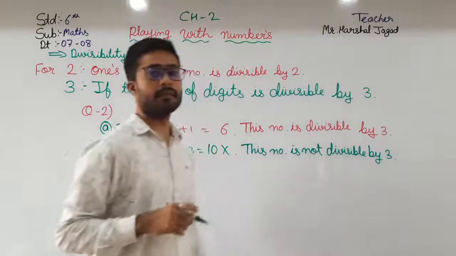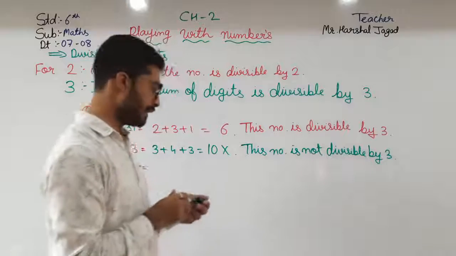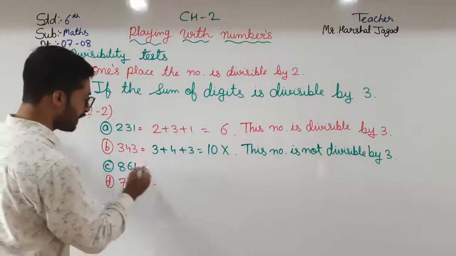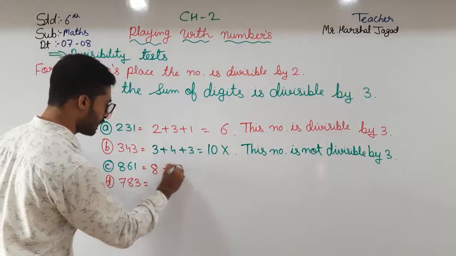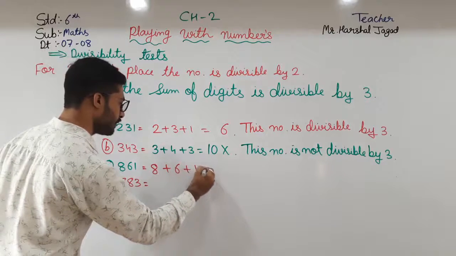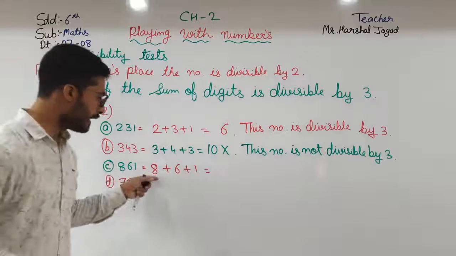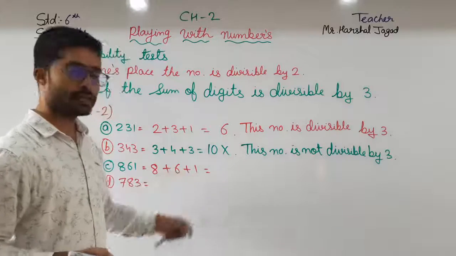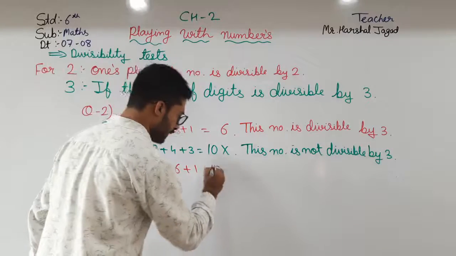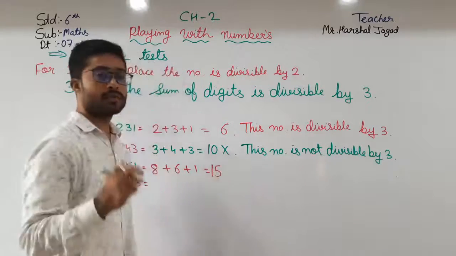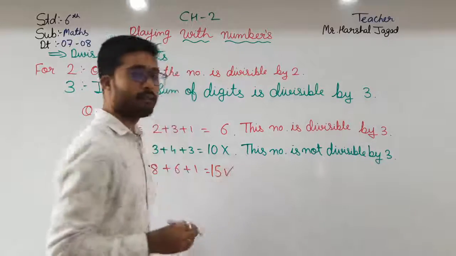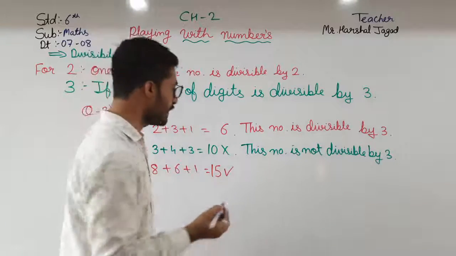Okay, this number is not divisible by 3. Now next, you can see that it is 8 plus 6 plus 1. So 8 plus 6 is 14, and 14 plus 1 is 15. So 15 is divisible by 3. Yes, 5 3s are 15, or 3 5s are 15.